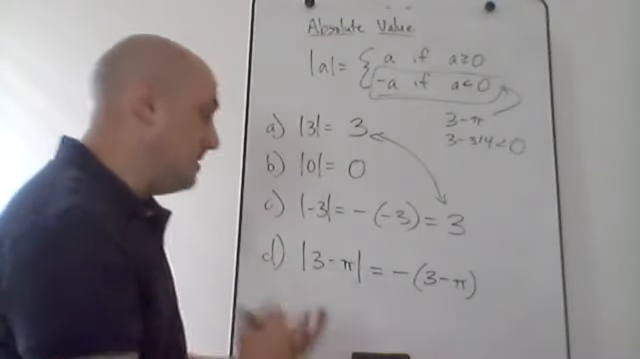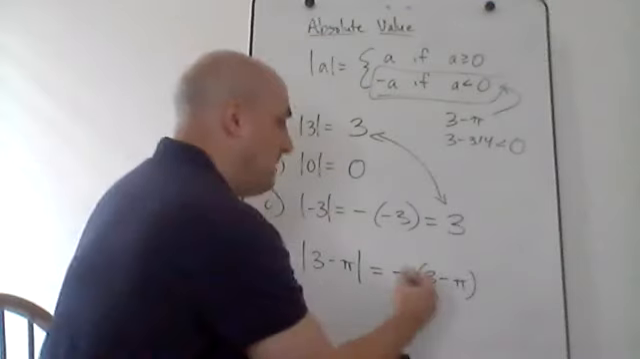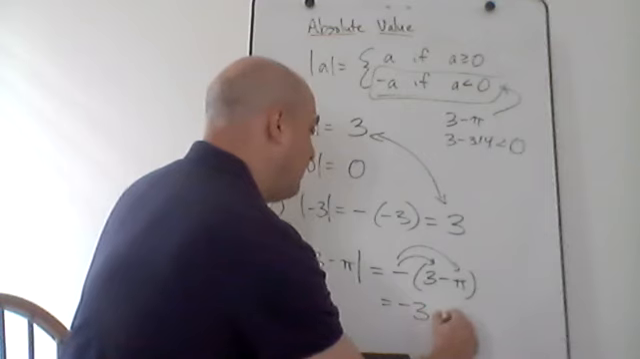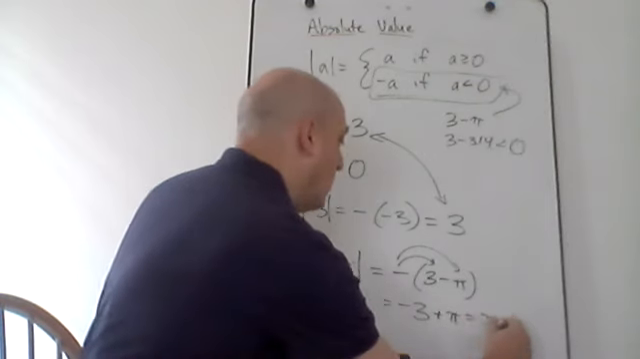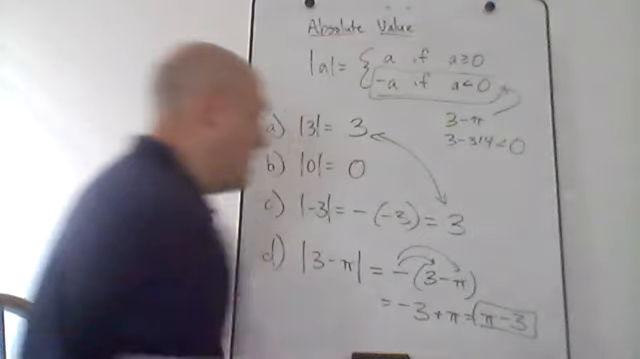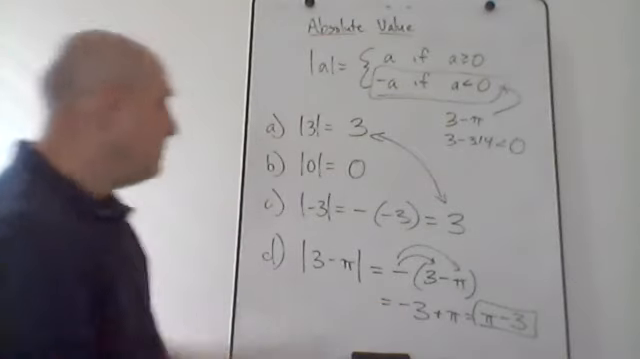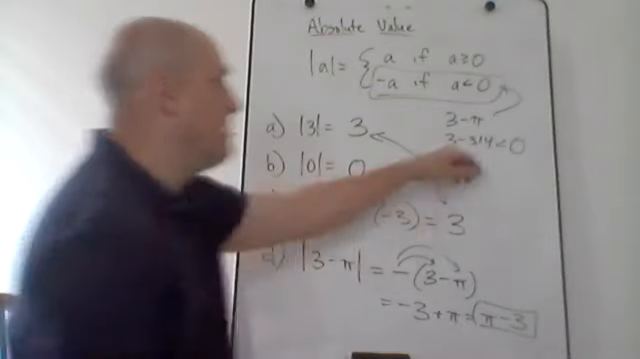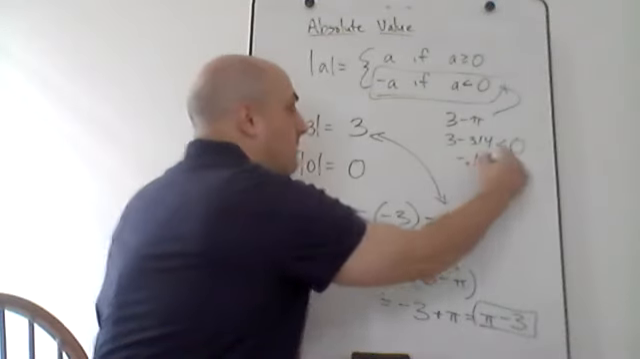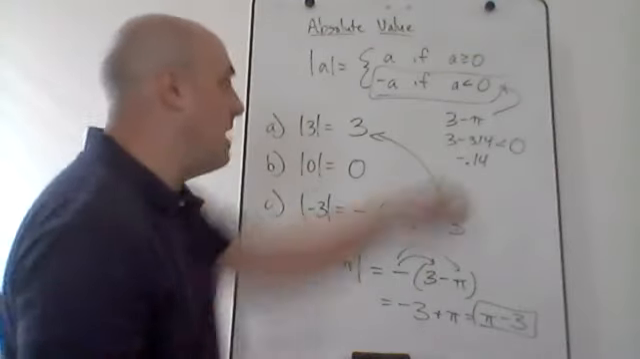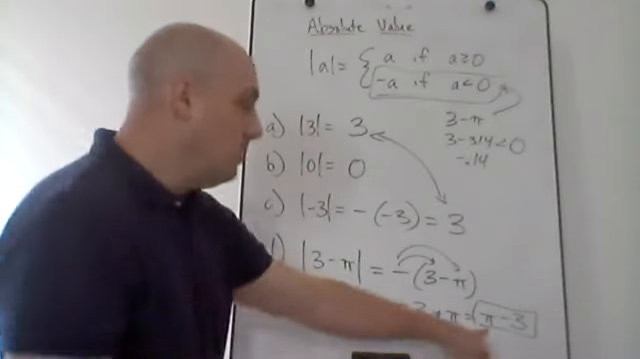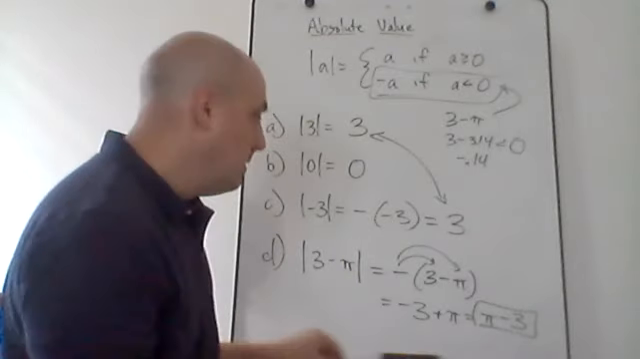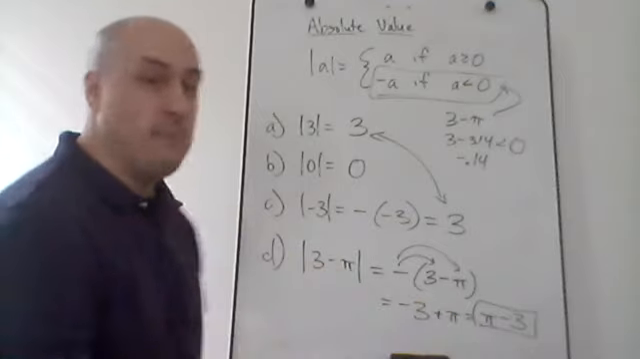And like we saw previously in one of my earlier videos, if I have a negative outside the parentheses, I distribute that to everything inside, which would give me -3 plus pi, or pi minus 3 if I rearrange and put the pi in front. So the absolute value of 3 minus pi is pi minus 3. Think about it like this: 3 minus 3.14 is negative 0.14, which is less than 0. So the absolute value of that would be positive 0.14, which is what pi minus 3 would give you. 3.14 minus 3 gives you positive 0.14. But we want to give it as the exact value, which is pi minus 3.